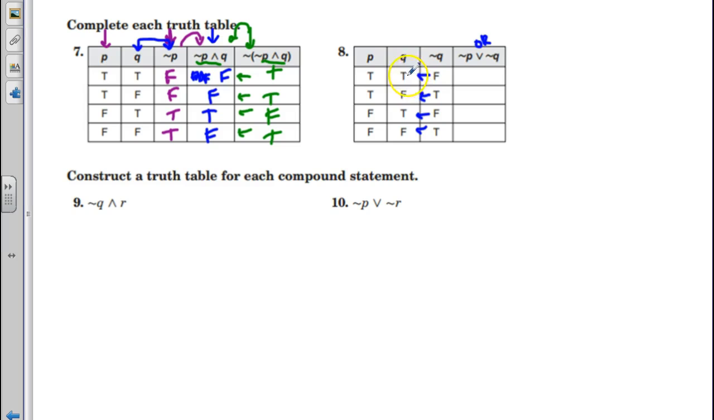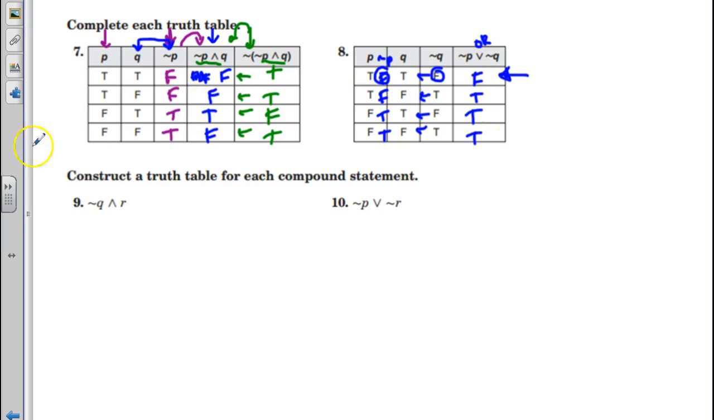We need not P. So I'm going to put that right here, squeezing it in between. Not P will be false, false, true, true. Now I want not P or not Q. False, false makes false. Now remember this is an or. So if one of them is true, the truth value is also true. So false, true is true. True, false is true. True, true is true. The only way it's false is if they are both false.